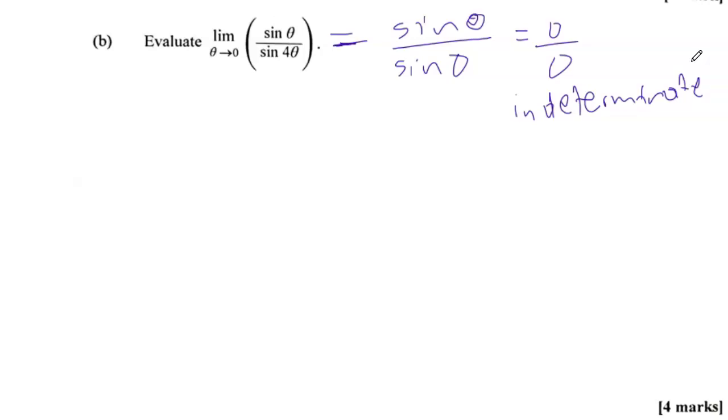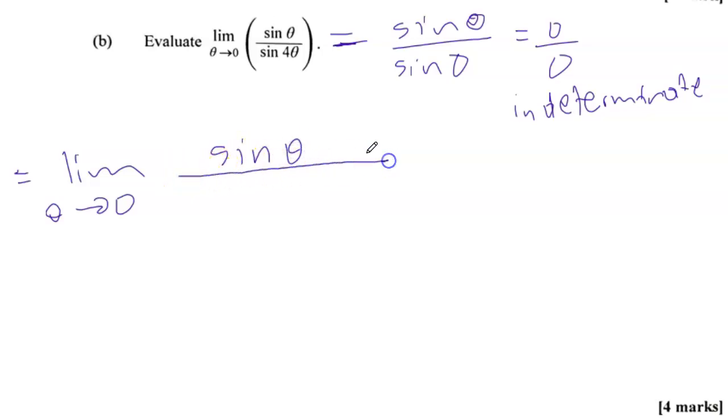Alright, so we can do several things here, but let's see if we can rewrite the function and do any factoring. So we're going to rewrite the problem as the limit as theta approaches 0 of sine theta over sine 4 theta. Let's recall that.